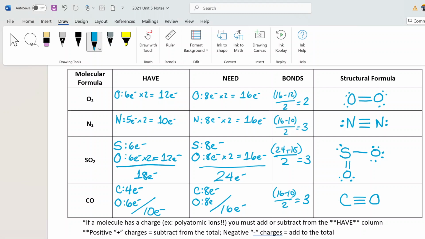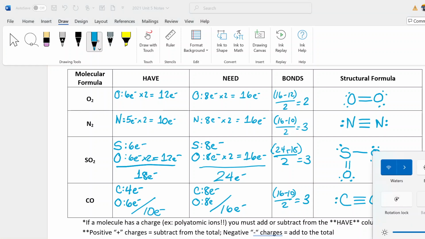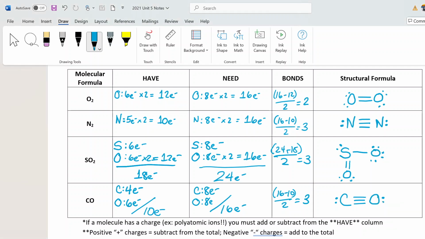So I'm going to have carbon triple bonded to oxygen. That gives me 6 electrons. I need 4 more to get my 10. So 2 of them go on carbon and 2 of them go on oxygen. So there is my structure for carbon monoxide.